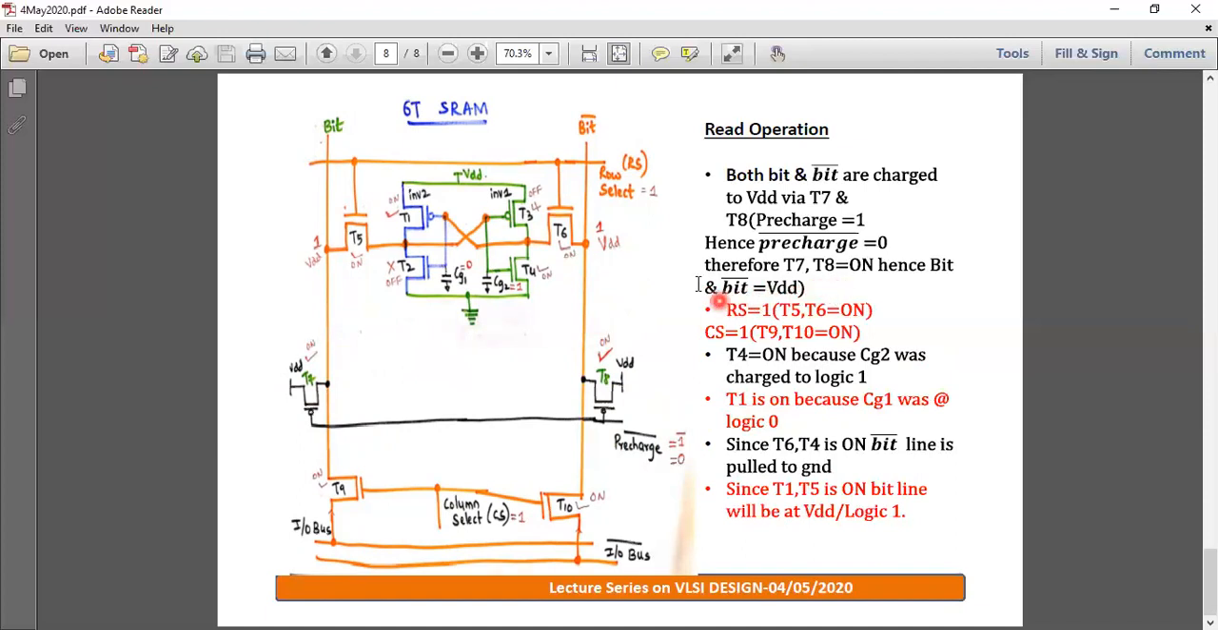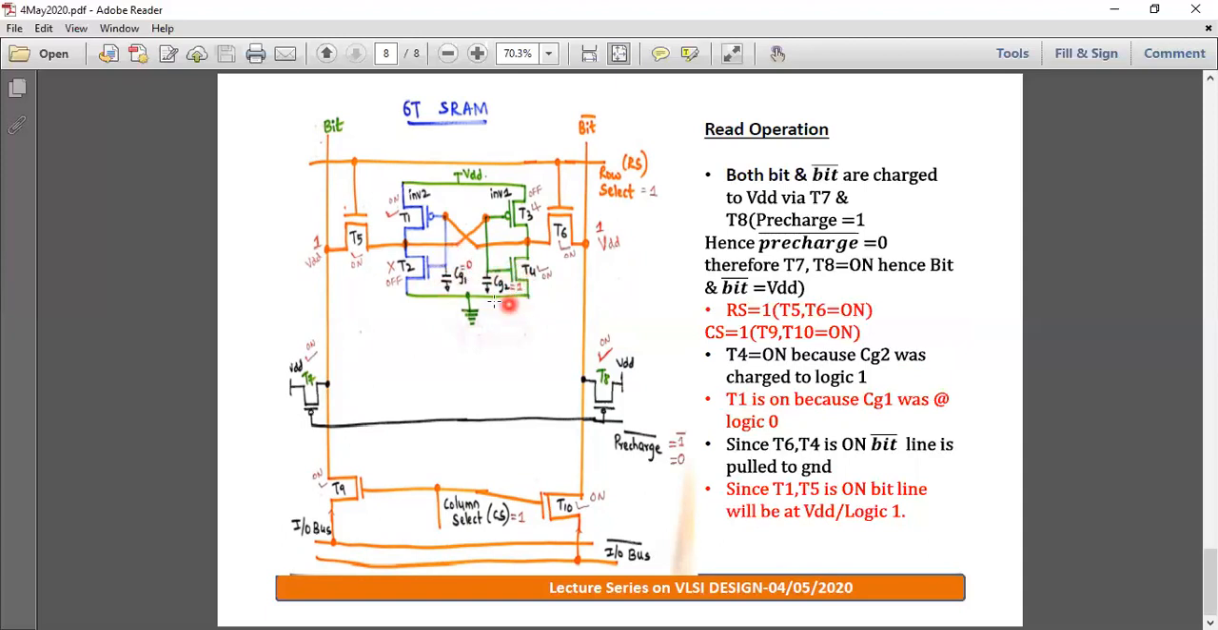So now to read the data from memory cell, row select is made 1, and since row select is 1, T6, T5 both are on. Column select is made 1, hence T9, T10 both these transistors are on. So CG2 was charged to VDD, or it was holding logic 1 when you performed write operation. That is, logic 1 is written in the memory cell that is stored in CG2, and logic 0 is stored in CG1.